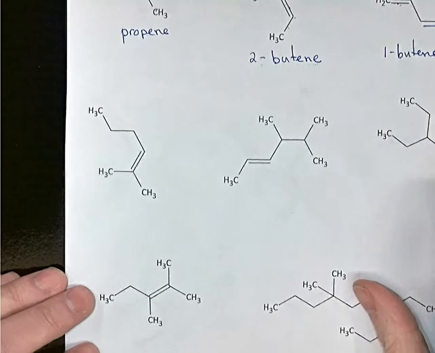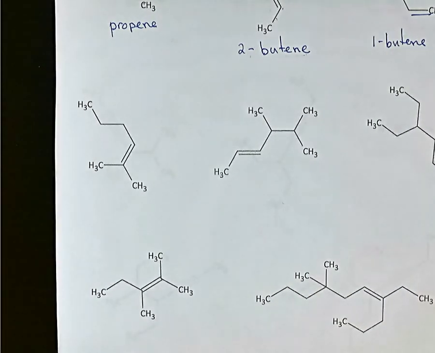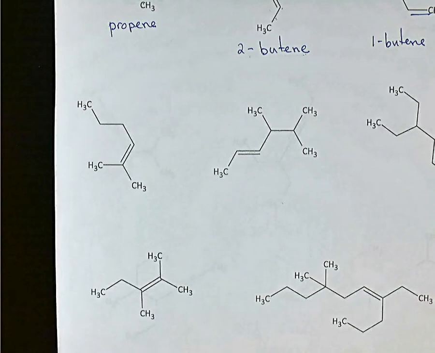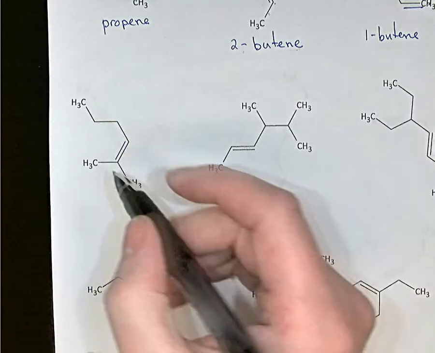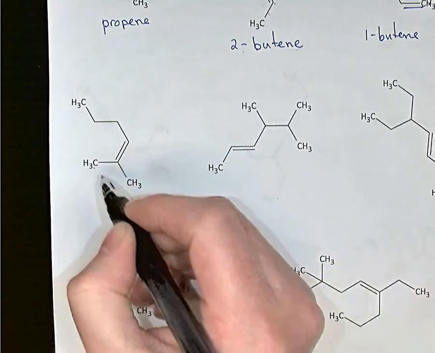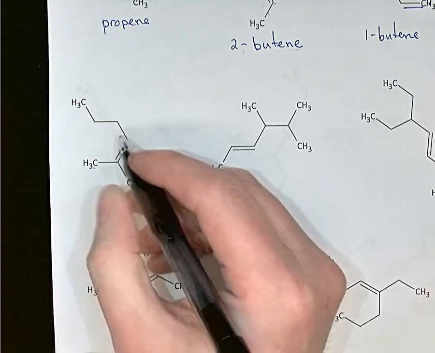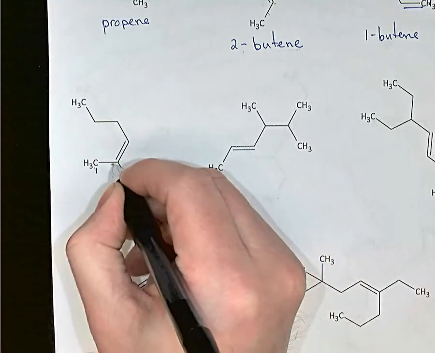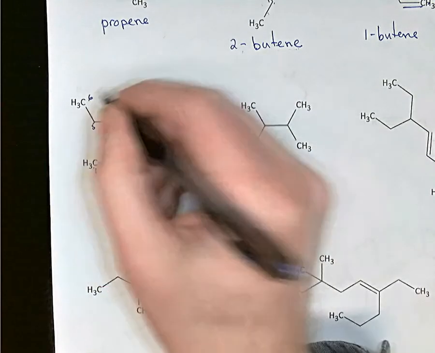Now what if there are branches involved? Okay, here's an alkene with a branch. Well, we still start numbering from the end of the molecule closest to the double bond. Okay, the double bond takes priority over any branches. So in this case, we would start numbering from this end of the parent chain because that's closest to the double bond. So this would be carbon 1, carbon 2, carbon 3, carbon 4, carbon 5, carbon 6.